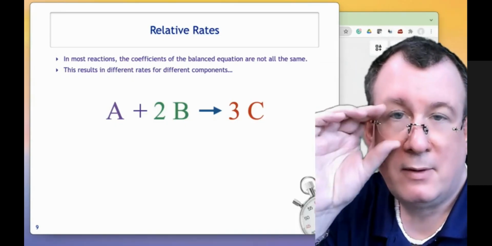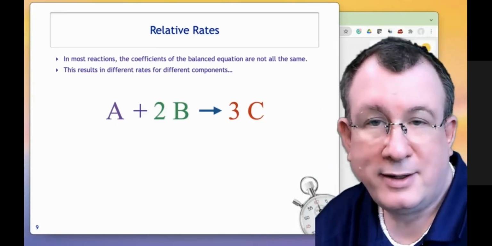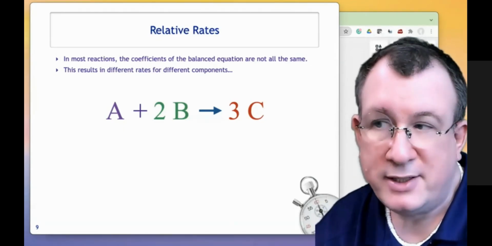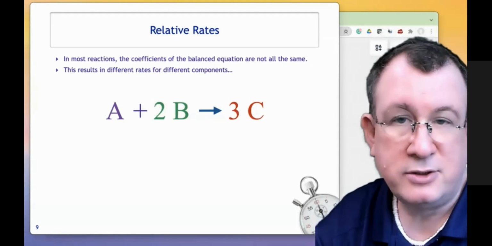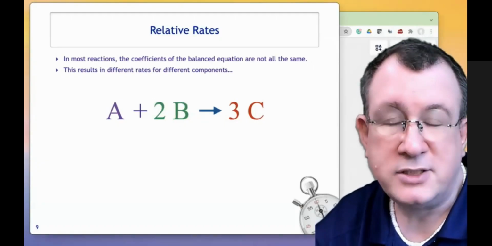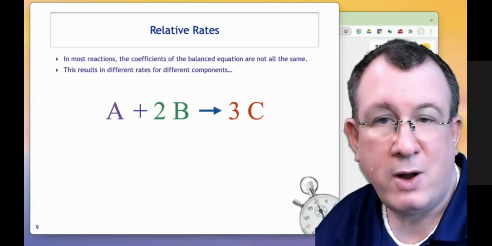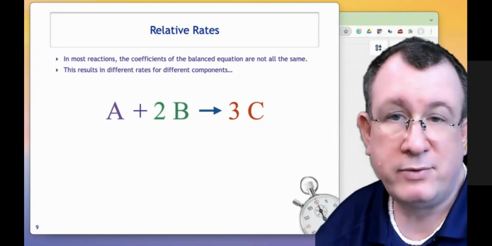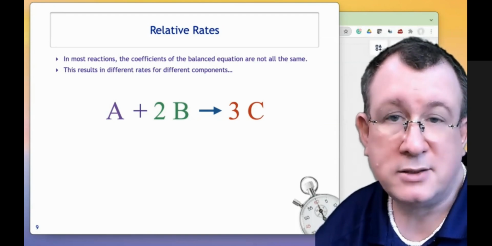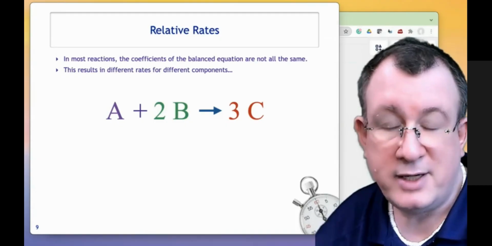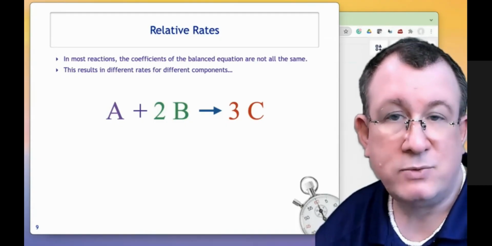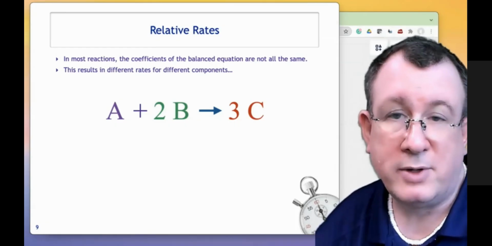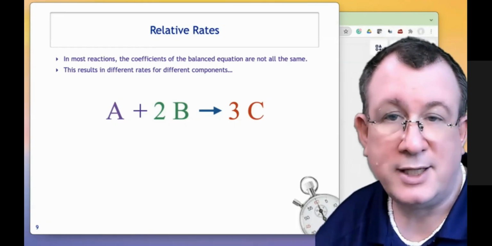It's going to be 2 times the value of A, correct? Yeah, totally. Because with every tick of the clock, you consume an A, but you consume 2 Bs. So whatever the rate of change of A is, the rate of change of B is going to be twice the rate of change of A. And if the rate of change of A, a reactant, is negative, then the rate of change of B is going to be, well, twice that. The coefficient links the two.